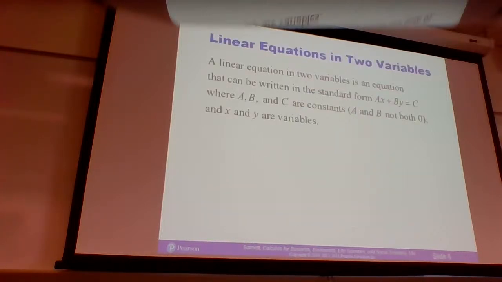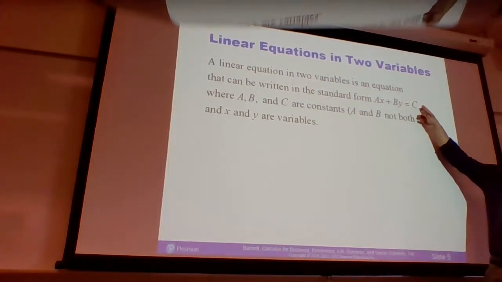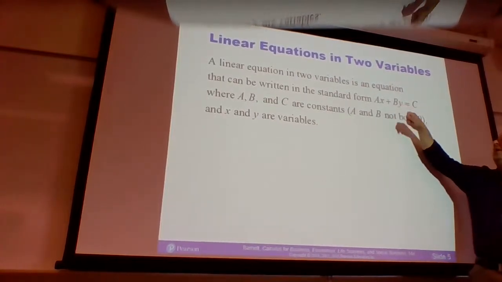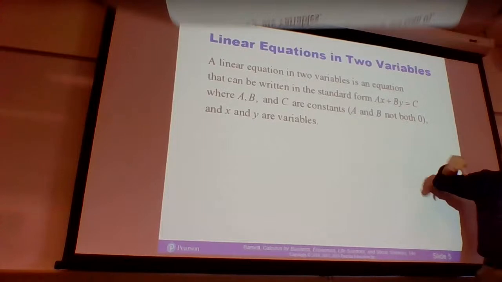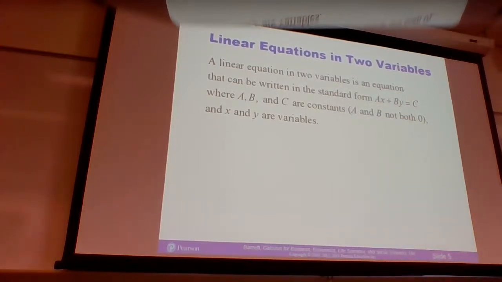Okay, so linear. How do we know if something's linear? Well, it's in the form ax plus by equals c. Bottom line, a plain old x, a plain old y, then you have a linear. There's no squared or cubed or anything like that. A, b, and c are constants, and a and b are not both zero.